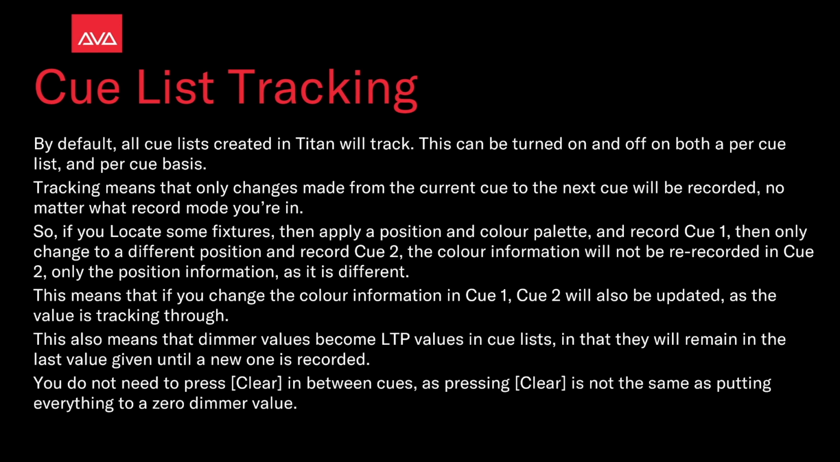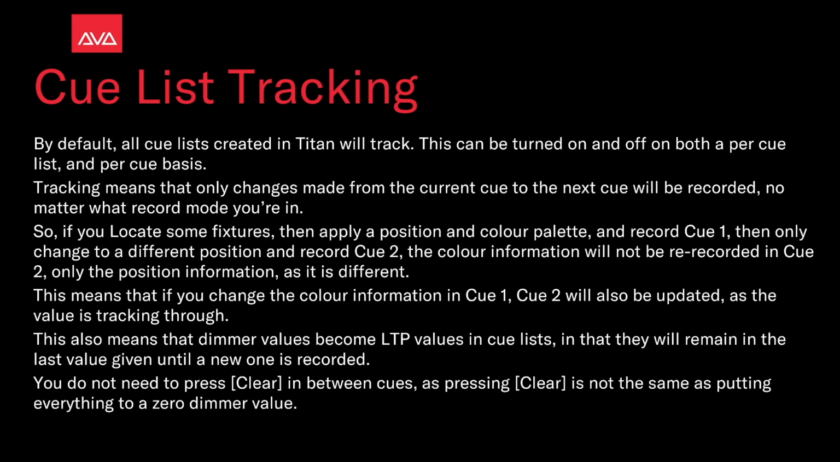Tracking means that only changes made from the current queue to the next one will be recorded, no matter what record mode you're in. So if you locate some fixtures, then apply a position and color palette and record Q1, then only change to a different position and record to Q2, the color information will not be re-recorded in Q2, only the position information as it is different. This means if you change the color information in Q1, Q2 will also be updated as the value is tracking through.